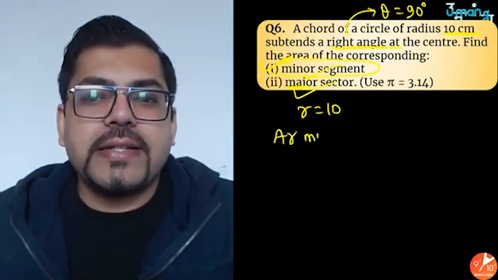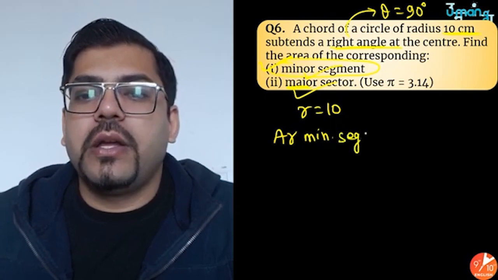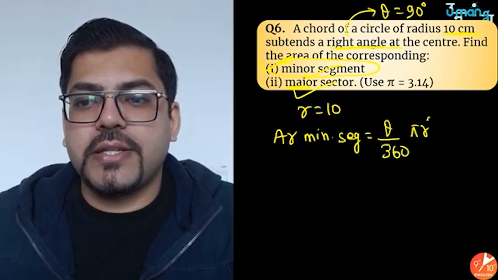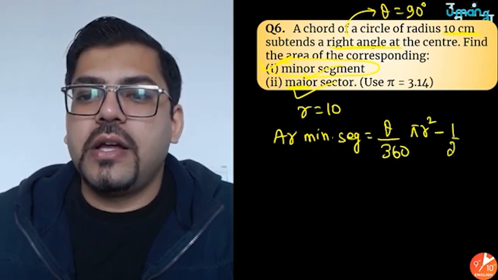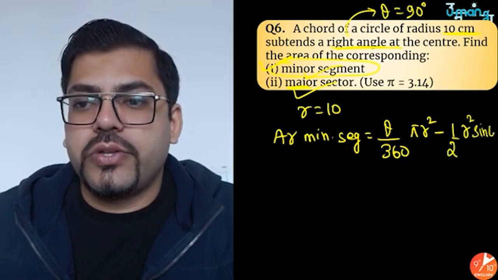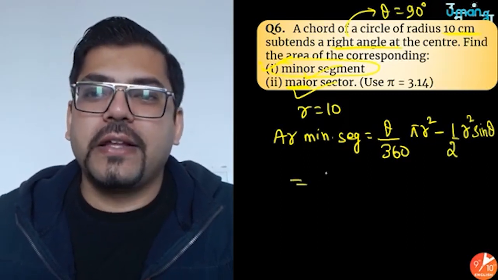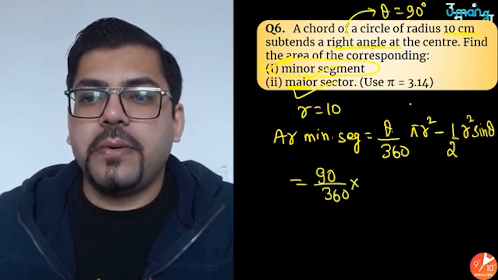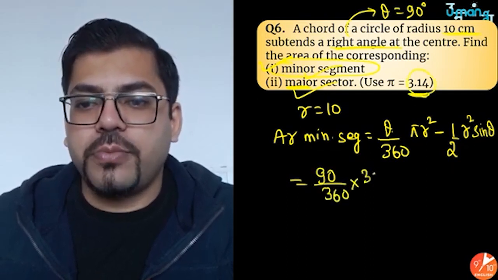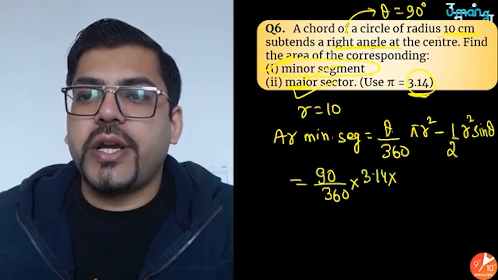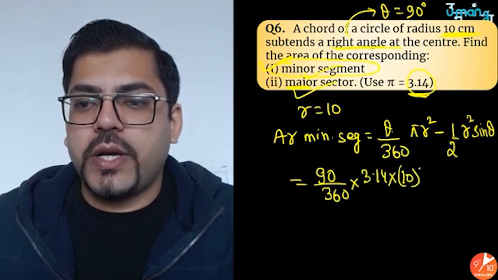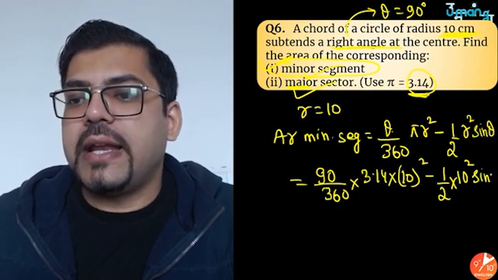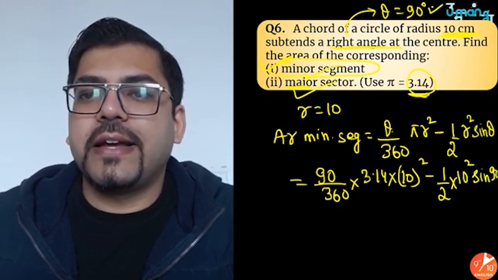So area of minor segment is going to be, first let me write the formula, theta by 360 into pi r square. This is the area of sector, minus half r square sine theta. This is the formula for area of triangle, apply that. So this is 90 by 360 into pi. Pi here it has been said 3.14 has to be used, into radius square. So radius is given here 10. So that is 10 square, minus half, again 10 square into sine 90. Why 90? Because theta is 90.